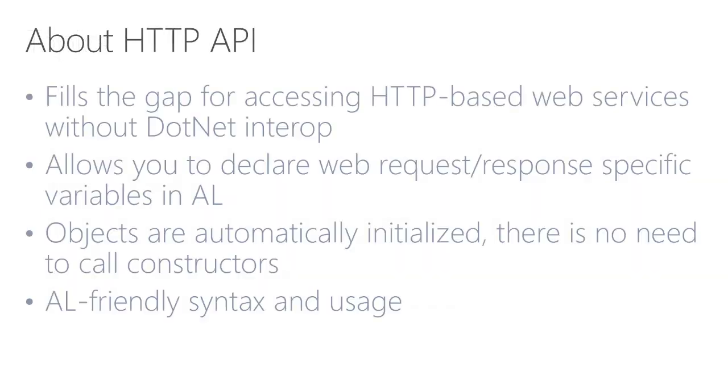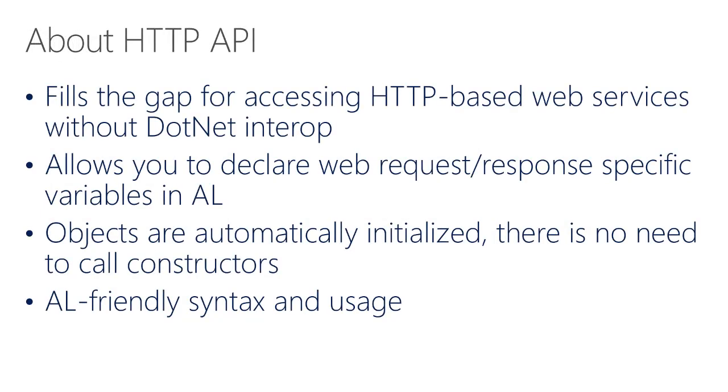The HTTP API fills the gap for accessing HTTP-based web services without .NET interop. The .NET interop is replaced by all these .NET wrappers. The HTTP API allows you to declare web request-specific variables in AL. The objects are automatically instantiated and initialized, so there's no need to program any constructors, which is really nice. So that's a really AL-friendly way to program.